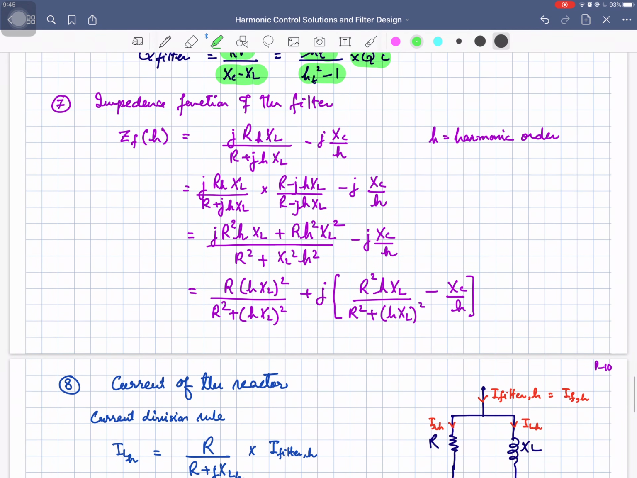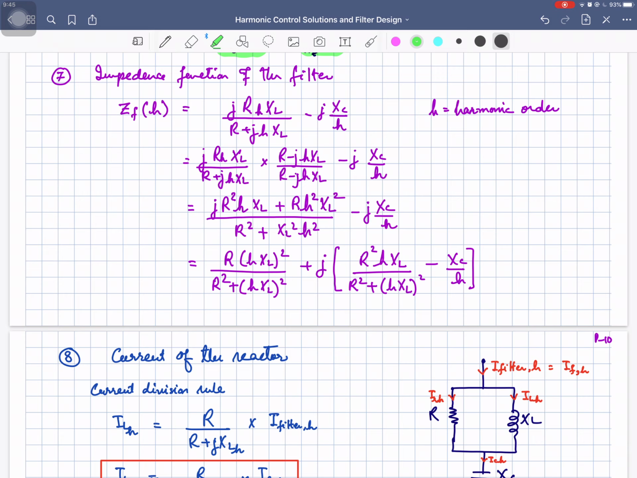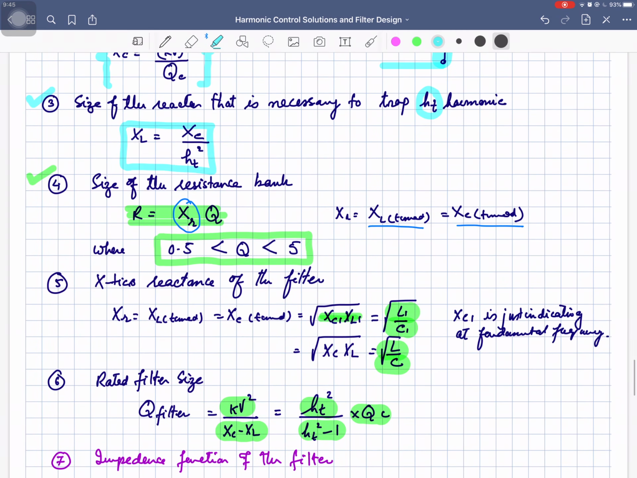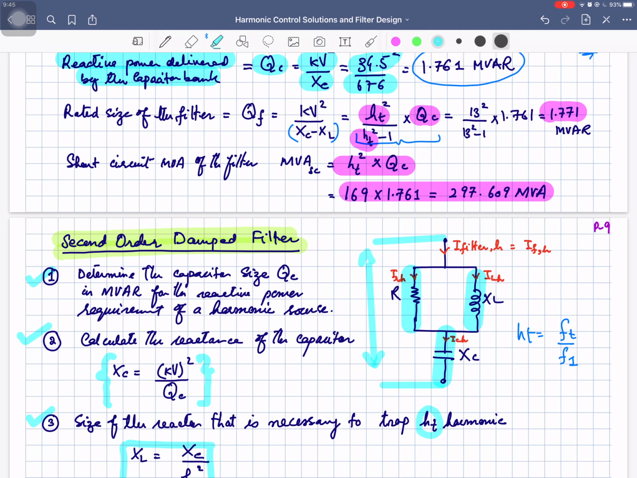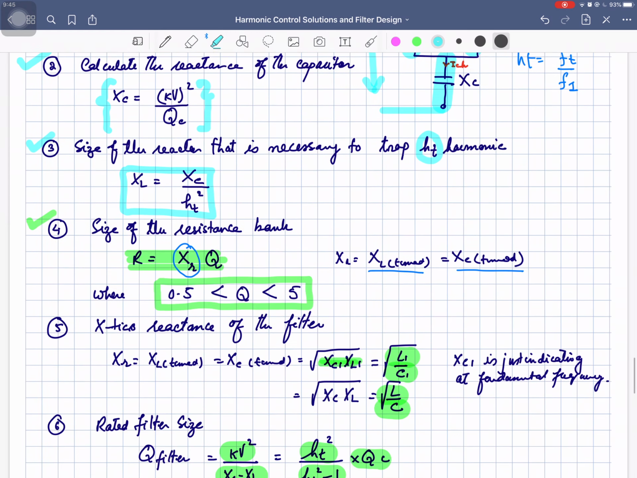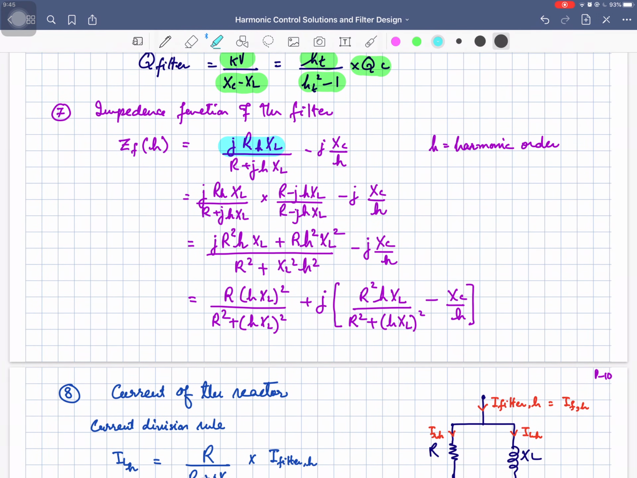Then we represent the impedance of the filter in terms of harmonic, so the impedance function of the filter. Over here you can see the R and L are in parallel, and the net will be in series with the XC. So it is a parallel and series combination. Applying it over here, resistance in parallel with XL, where H is representing the harmonic order. This is for a particular harmonic H, and then your capacitive reactance is in series with that one. So if you simplify this, you will get this expression for the impedance of the filter.